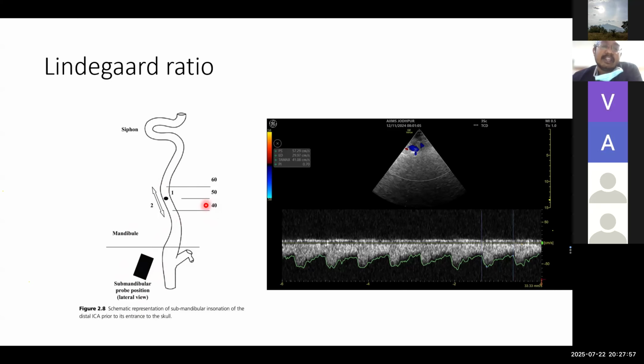Okay, so 5 centimeters, 50 mm depth. That is where you need to insonate your extracranial internal carotid artery. That is where the comparisons are made, and the comparisons would be accurate. So you might see some people doing a linear probe at the carotid artery. That is not an accurate method to measure Lindegaard ratio. Always use a phased array probe.